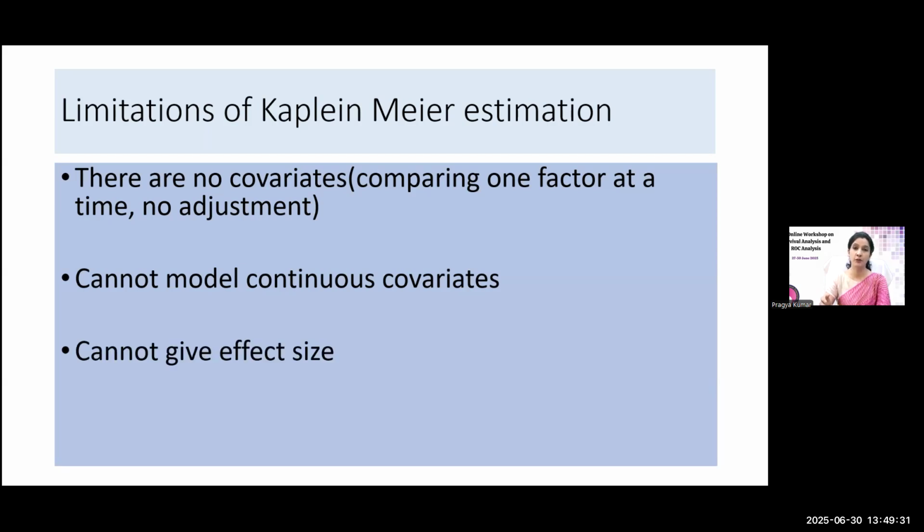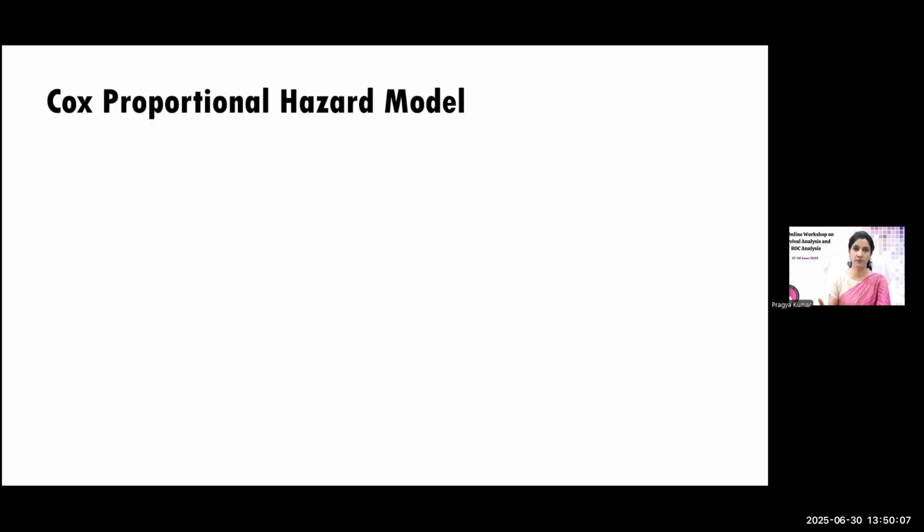And again, it doesn't give you effect size. Effect size means we are talking in terms of hazard ratio. It only tells you the survival probability or the cumulative survival probability of each group separately, but it doesn't give you the comparison in terms of effect size, the way we take out the beta coefficient, or in logistic regression, the odds ratio. And it does not explore interactions either. So those are the limitations of Kaplan-Meier, for which a newer mathematical technique was invented by Cox, and that was named the Cox proportional hazard model.